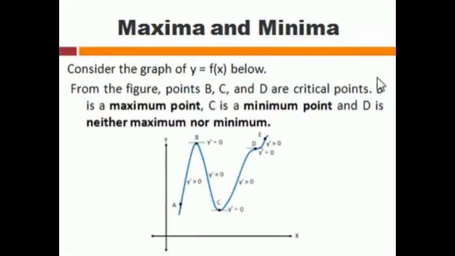Consider the graph y equal f of x. From the figure, point B, point C, and point D are critical points. B is a maximum point, C is a minimum point, while point D, it is neither maximum nor minimum. You cannot determine if point D is a maximum, if point D is a minimum, but it is neither maximum nor minimum.